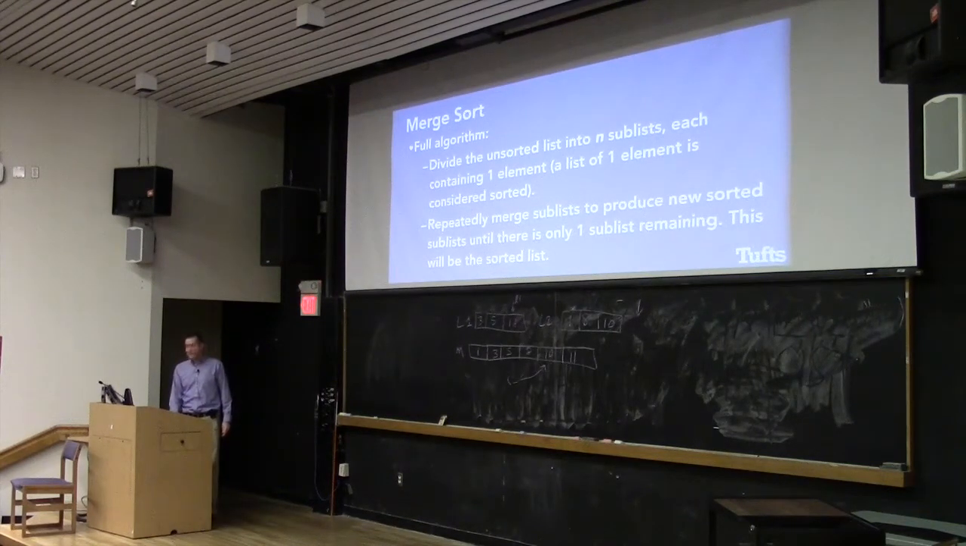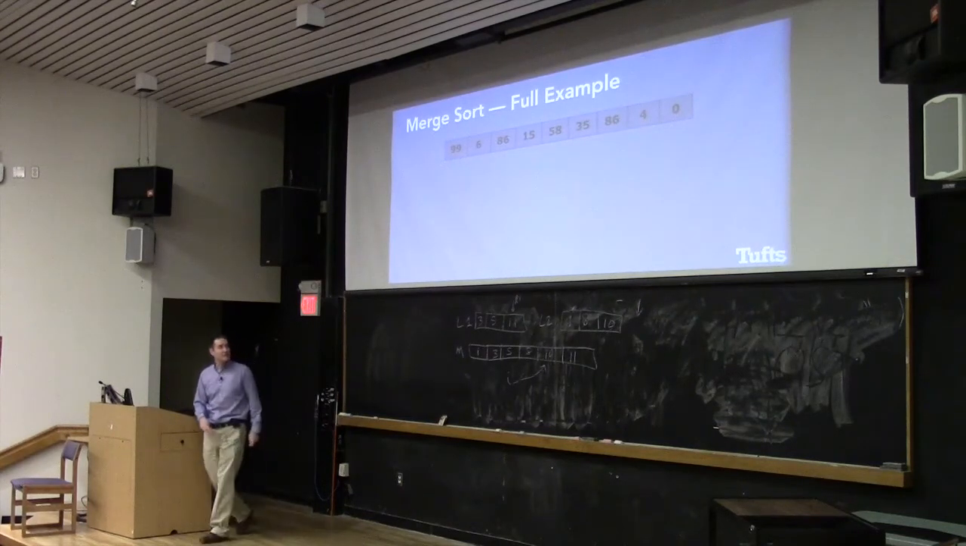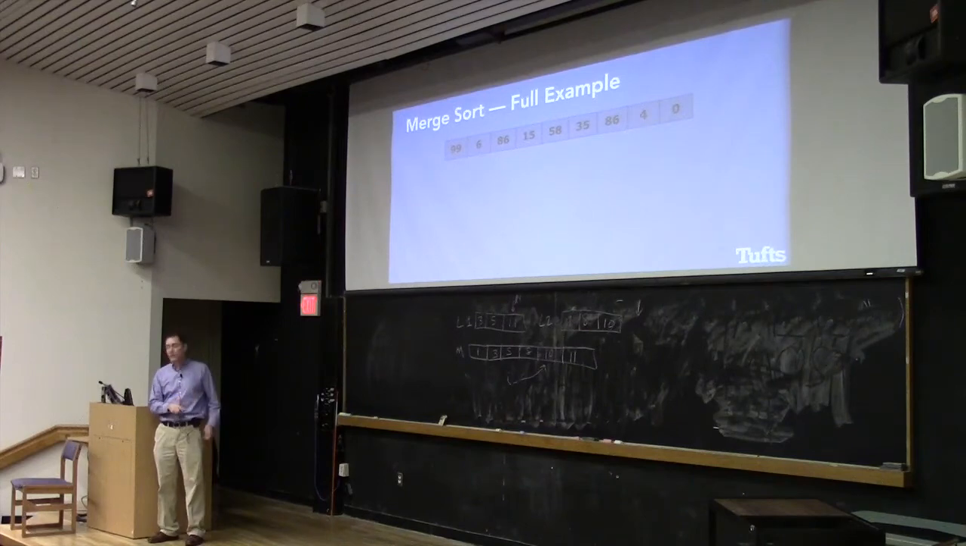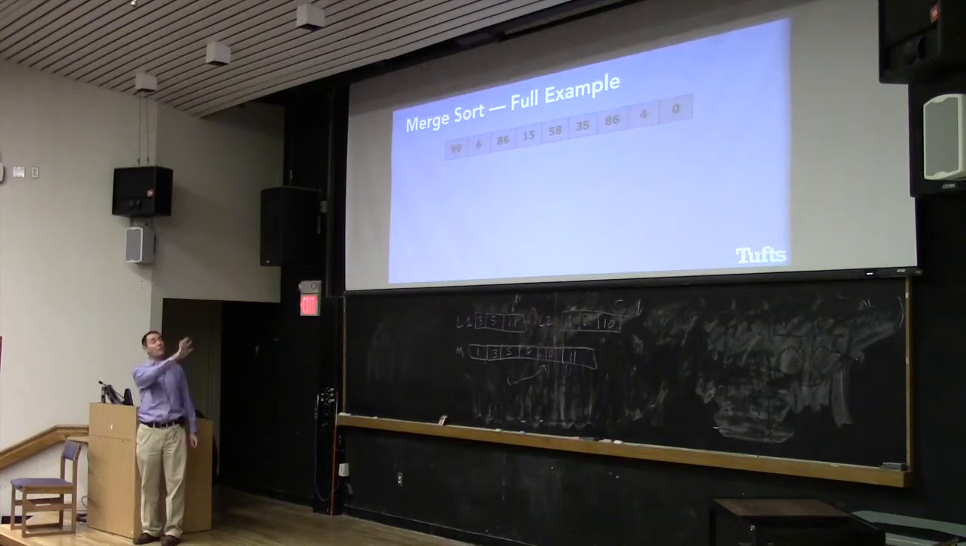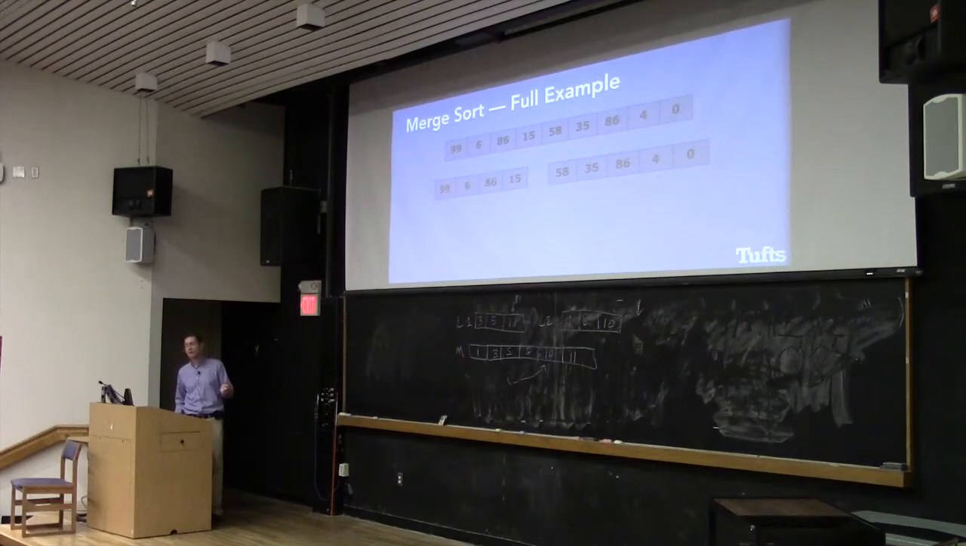OK, watch how it works. 99, 6, 86, 15, 58, 35, 86, 4, 0. Not a sorted list. We're going to break it into individual pieces, but we're going to do this part recursively. We're actually going to do the whole merge sort recursively. So the first thing we do is break this into halves, like this. And if one half is slightly bigger, it doesn't really matter. Won't matter in the end.